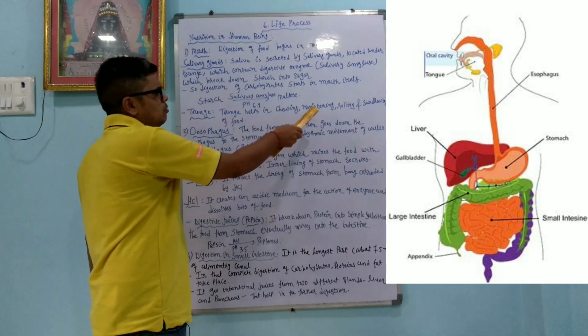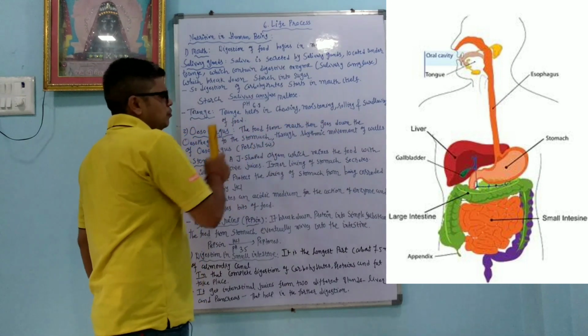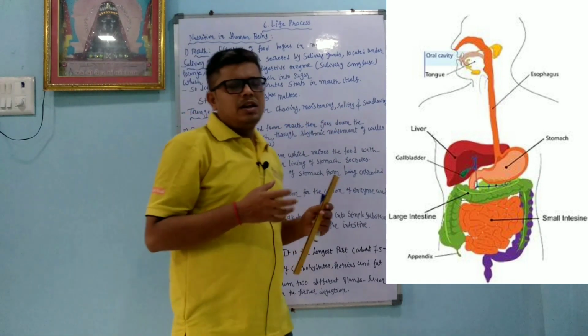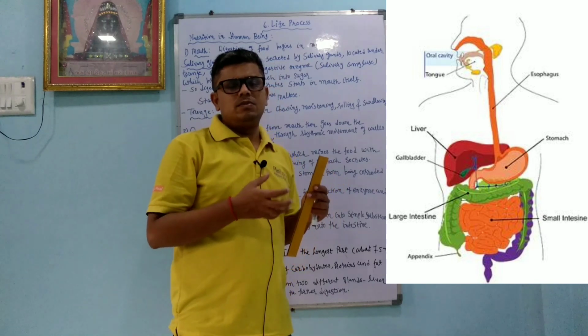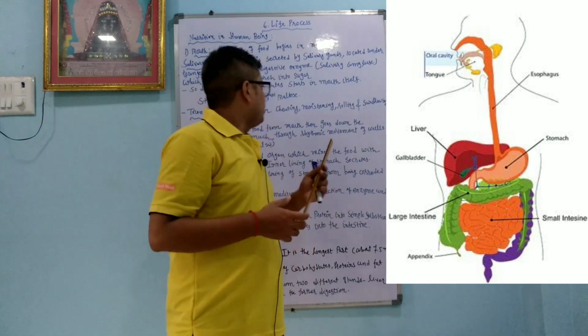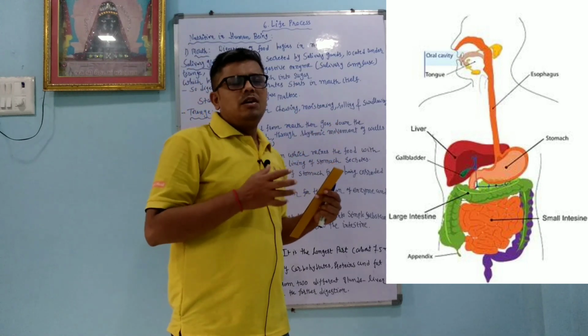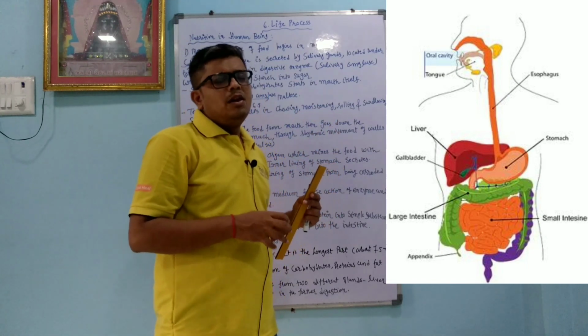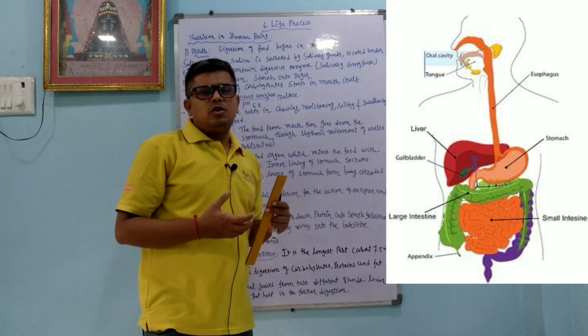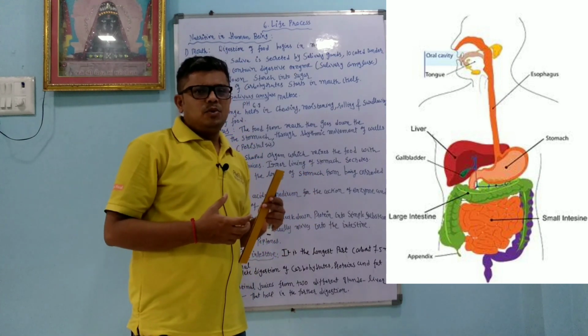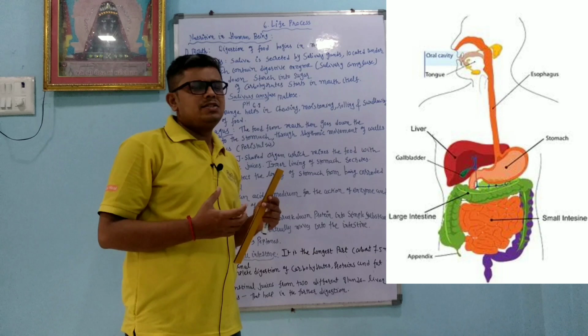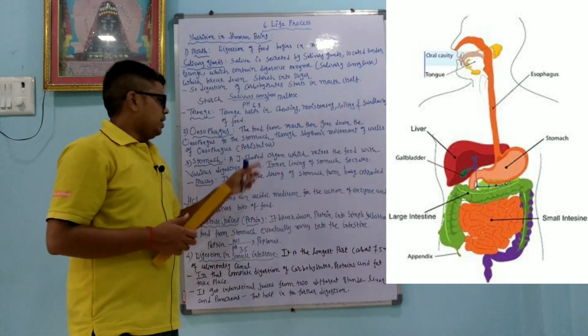The tongue helps in the chewing, moistening, rolling, and swallowing of the food. So whatever food we eat is easily mixed in the saliva because of the tongue, as well as moistening, rolling, and swallowing all occur because of the tongue. Okay, after the mouth the food enters the esophagus, that is called the food pipe. Okay, and the movement is called peristalsis movement.